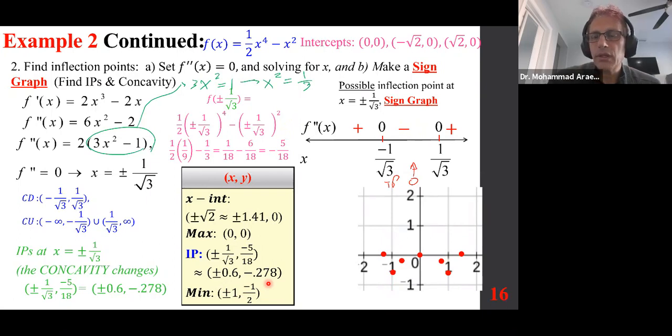And remember the end behavior. So the end behavior means, okay, we're going to come down this way. Okay, and remember, this is the minimum, class. So it can't cross that. This is a minimum, can't cross that.